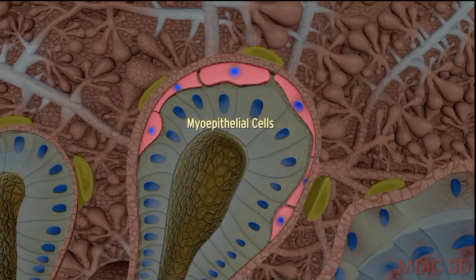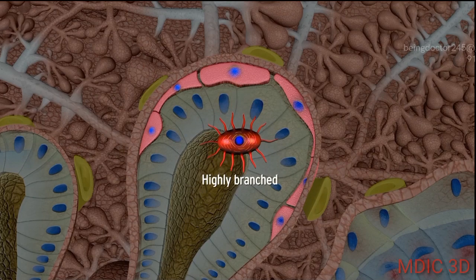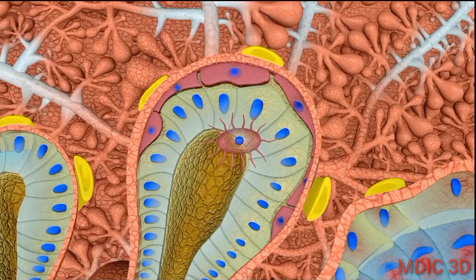Myoepithelial cells. These cells are flattened cells that surround both serous and mucous acini and are also seen in the initial portion of the duct system. These cells are highly branched. They are contractile in nature and help to squeeze out the secretions into the lumen.